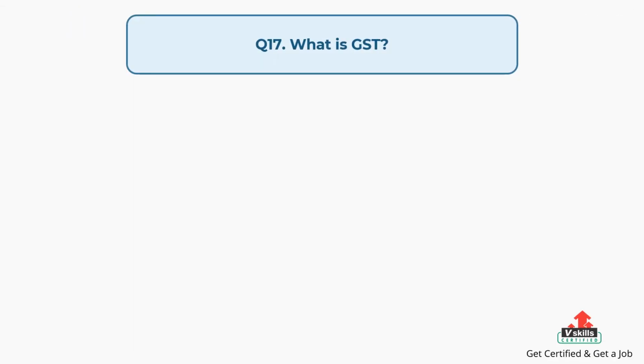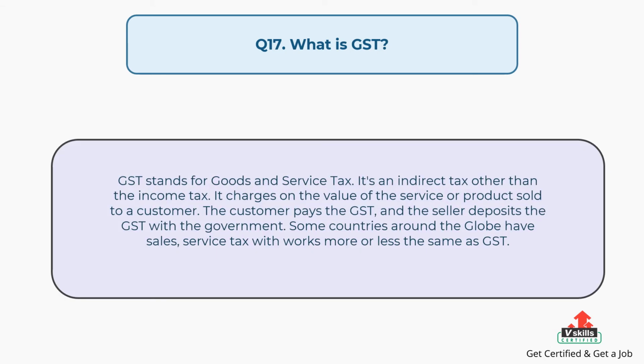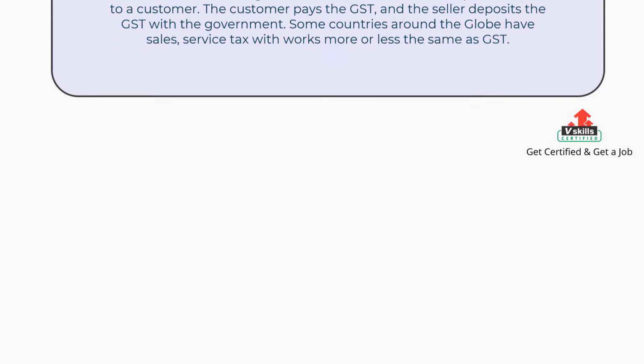Question number 17. What is GST? The answer is, GST stands for Goods and Service Tax. It's an indirect tax other than the income tax. It is charged on the value of the service or product sold to a customer. The customer pays the GST, and the seller deposits the GST with the government. Some countries around the globe have sales or service tax, which works more or less the same as GST.